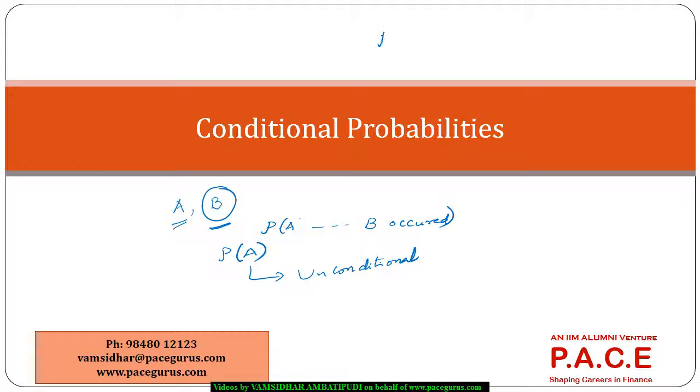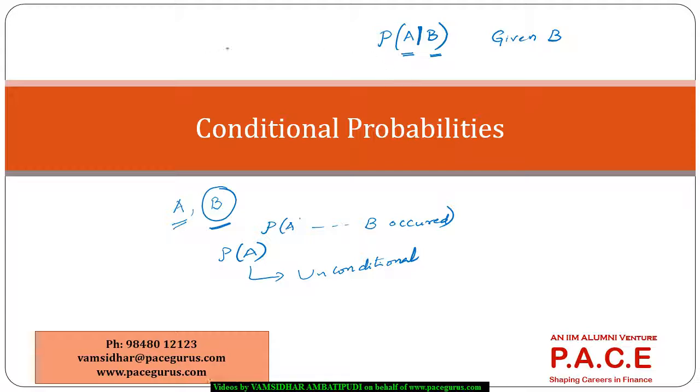That is what we generally denote as probability of A given B. Given is written with a straight vertical line. Probability of A given B. So what is the probability of occurrence of A given the event B has already occurred?